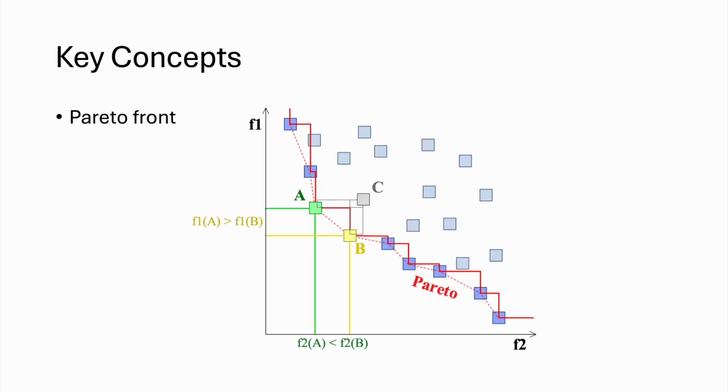Pareto front. When optimizing multiple objectives, not all solutions are equally good. The Pareto front represents the best trade-offs, solutions where improving one objective would mean sacrificing another. Identifying these optimal points is key to finding efficient and balanced solutions.